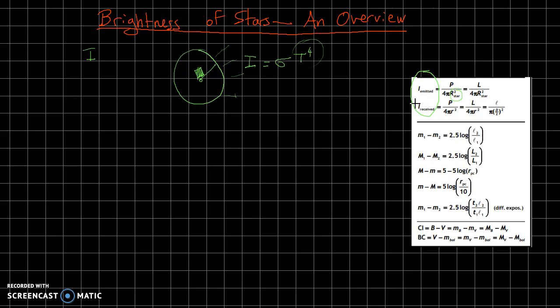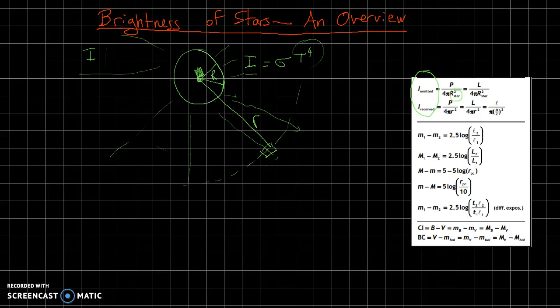I received would be the intensity of light received in some region of space after it has traveled away from the source. So this would be your intensity per unit area at a distance r from the source. And you notice that when r equals the radius of the star, then the two intensities become the same.